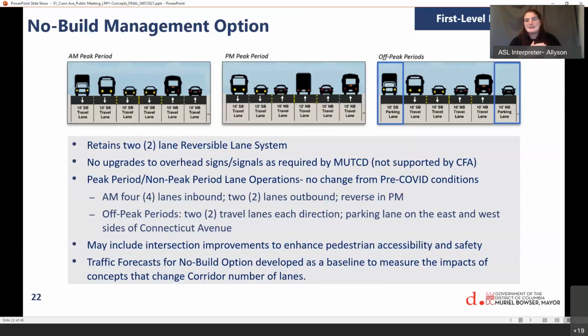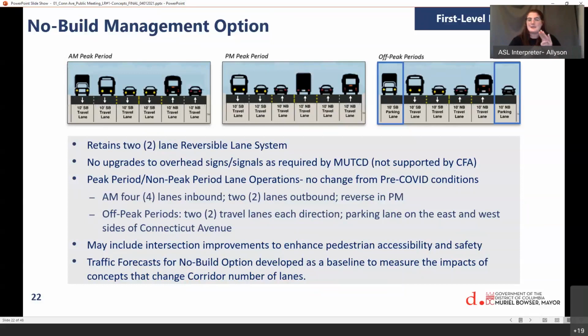During the off-peak periods, there are two travel lanes in each direction with parking on both the east and the west sides of Connecticut Avenue. As part of this option, there might be some improvements to enhance pedestrian accessibility and safety, such as intersection improvements. And overall, we're modeling this as the baseline concept moving forward. Next slide.